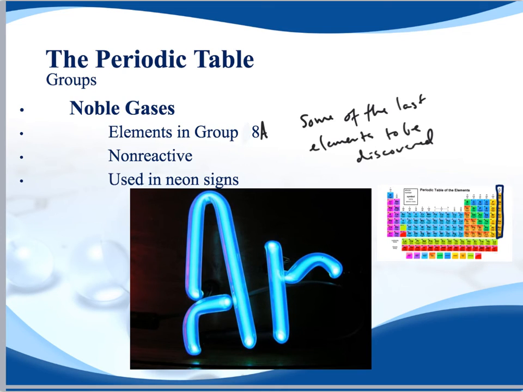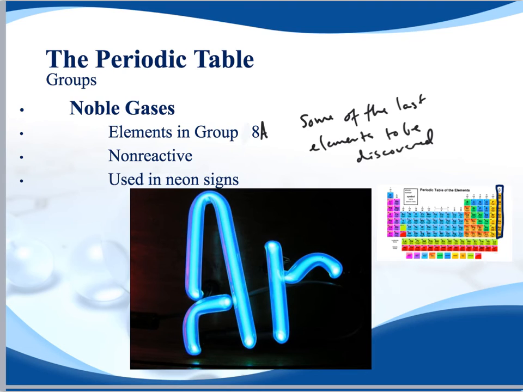Oftentimes these are used in neon signs. So neon is element 10, right? When you put that into a neon sign, it turns kind of that neon orange color. But other ones make colors too. Here's argon, kind of makes a blue color. Helium, I think, makes a yellow color, if my brain remembers that correctly. But they're generally non-reactive. Under some extreme circumstances, you can get xenon to do some stuff. But other than that, they're non-reactive.